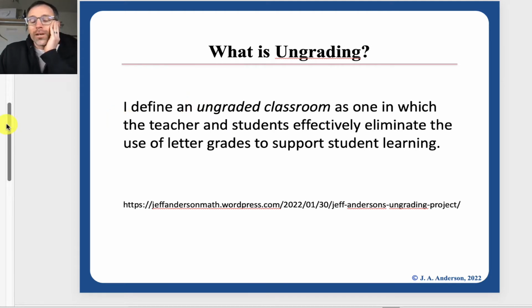You just don't use letter grades. I'll talk about our obligation to the state of California, and I'll talk about the law, or the rule, that requires us to assign grades and all this, but that's the major idea of the ungraded classroom. We just don't use grades at all to talk about learning.